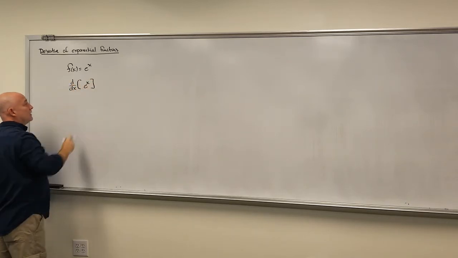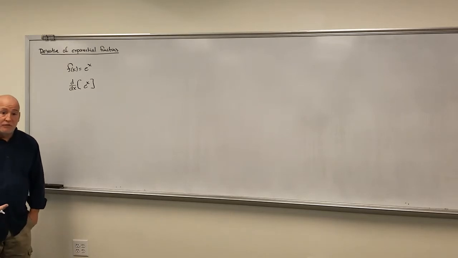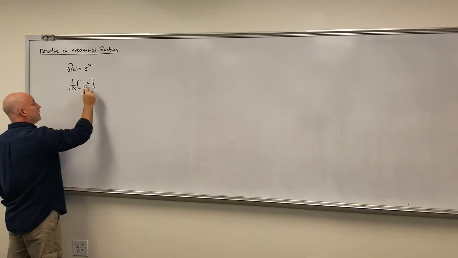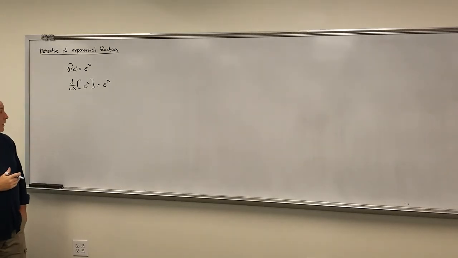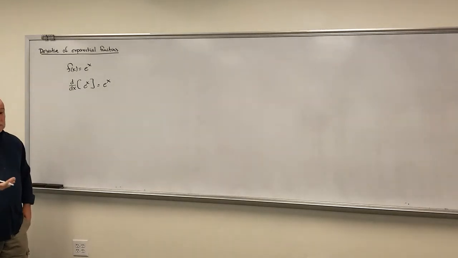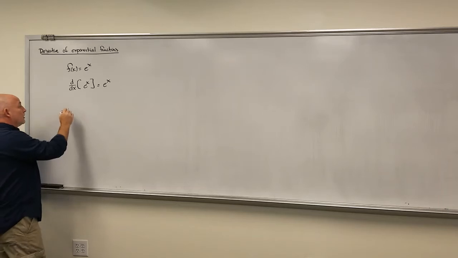The derivative of e to the x is about the easiest derivative that we have, because the derivative of e to the x is e to the x. That's about as easy as all of our derivatives are going to be.